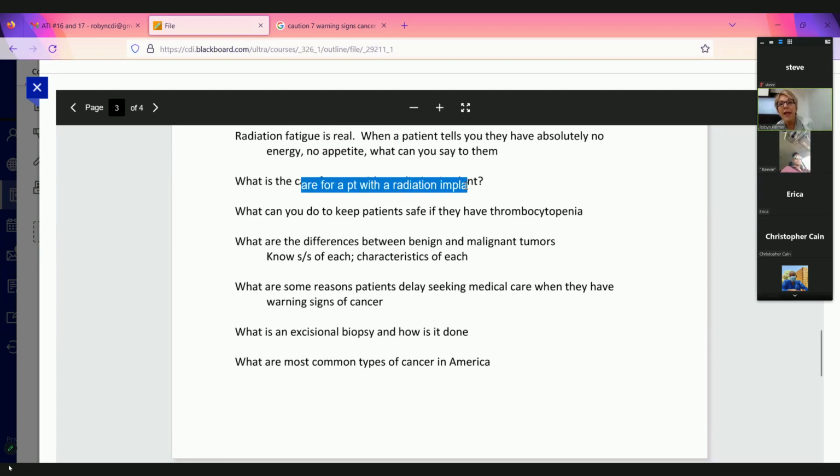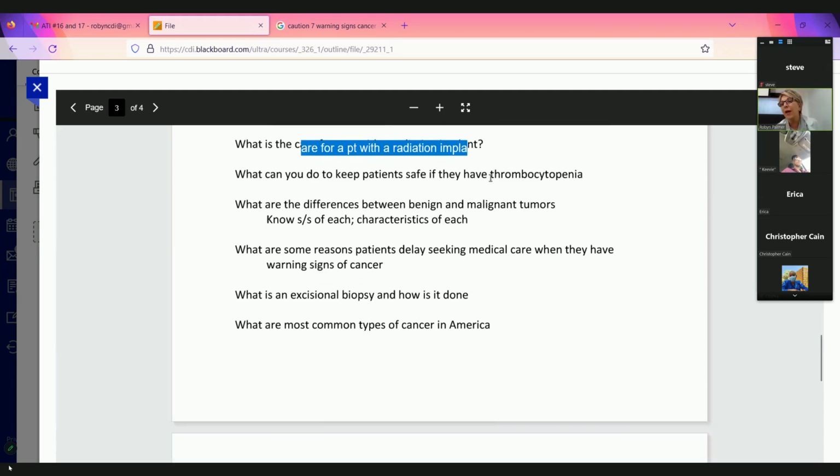Tell me some care, one person, so that not everybody's yelling, but how do you care for a patient with a radiation implant? Who wants to volunteer? You want to volunteer? I don't know it, Miss Robin. You don't know? I don't know that one. I'll take a shot at it. Go for it, Nanette. So they got to be isolated.